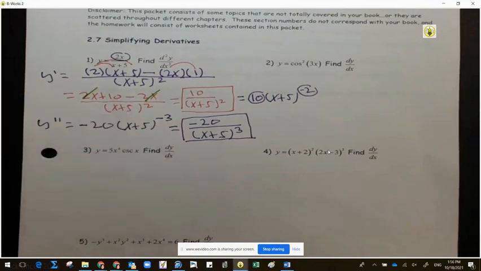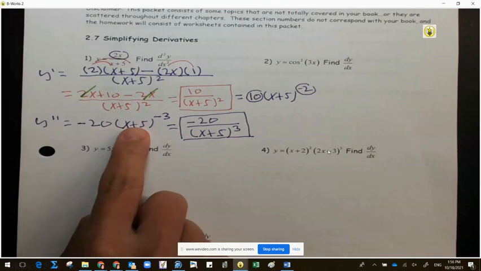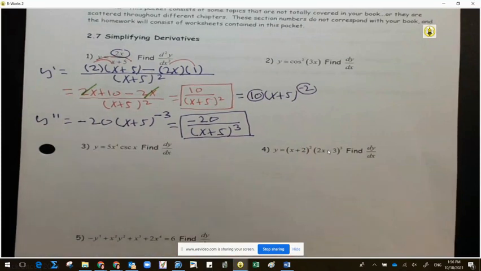Yes, ma'am? But I thought if you multiply the negative 2 and 20, wouldn't that just be like the chain rule where then you do times 1? Yeah, but I don't want to do the times 1. Okay? All right, let's go on to number 2.